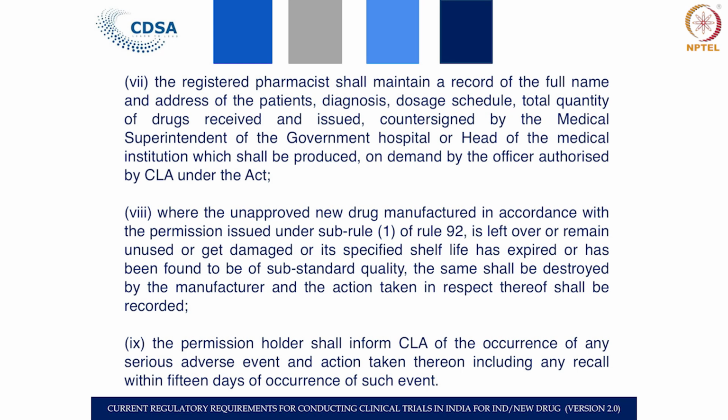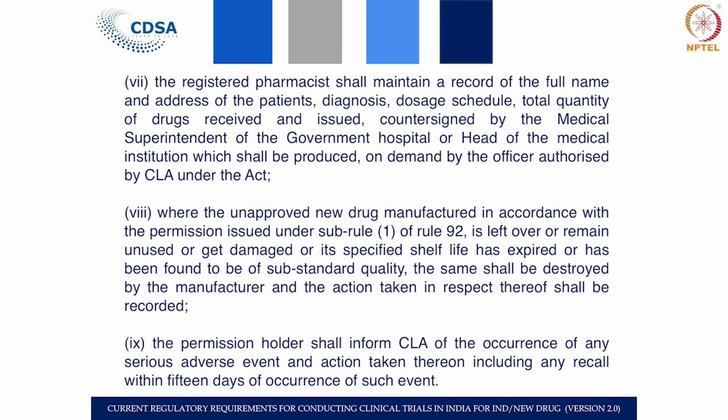The registered pharmacist has various things which have to be recorded and countersigned by the medical superintendent. Where the drug is left over after use by the patient, or its shelf life has expired, or it is of substandard quality, if and when it is destroyed, the records have to be maintained. It is also very important that in case of any serious adverse event, the action taken by the permission holder has to be informed to the central licensing authority, including when the drug has been recalled because of the adverse event.